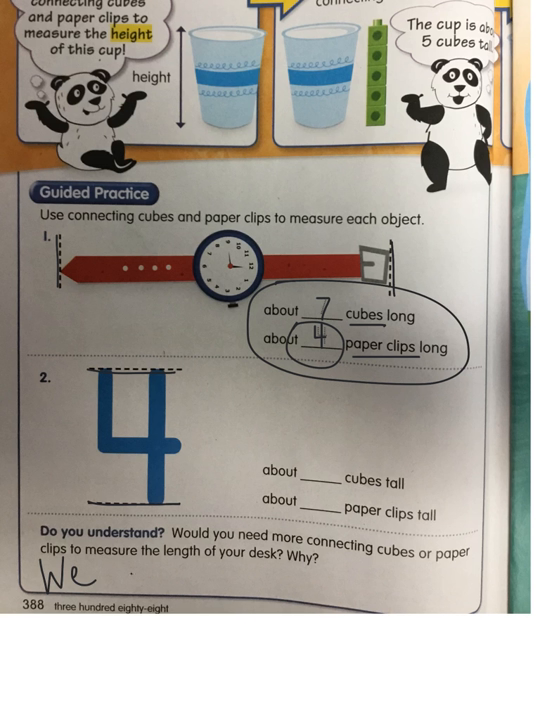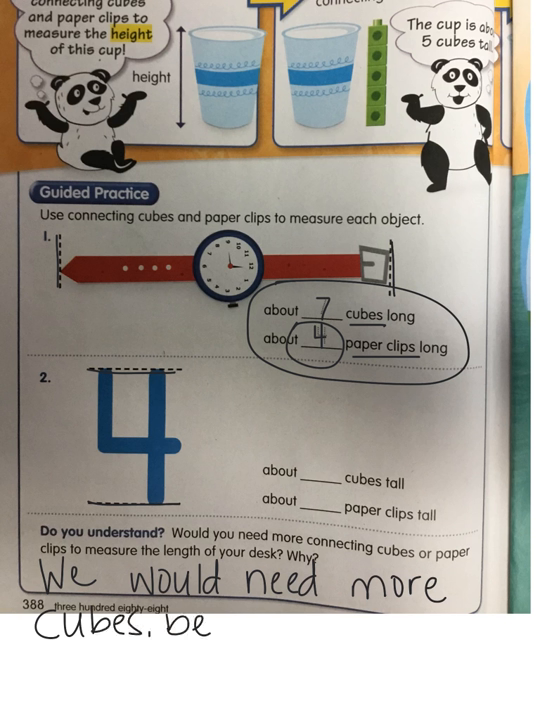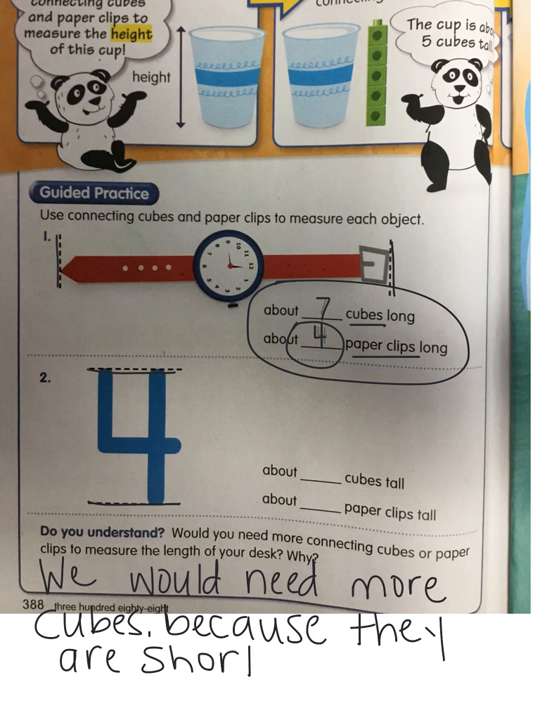We would need more cubes because they are what? Not as long. They are shorter. Ooh, using that comparative adjective. Period. Complete sentence. I have a capital letter and an ending mark, a period. And does it make sense? Yes, we would need more cubes because they are shorter. Yeah, that makes sense. Go to the next slide.